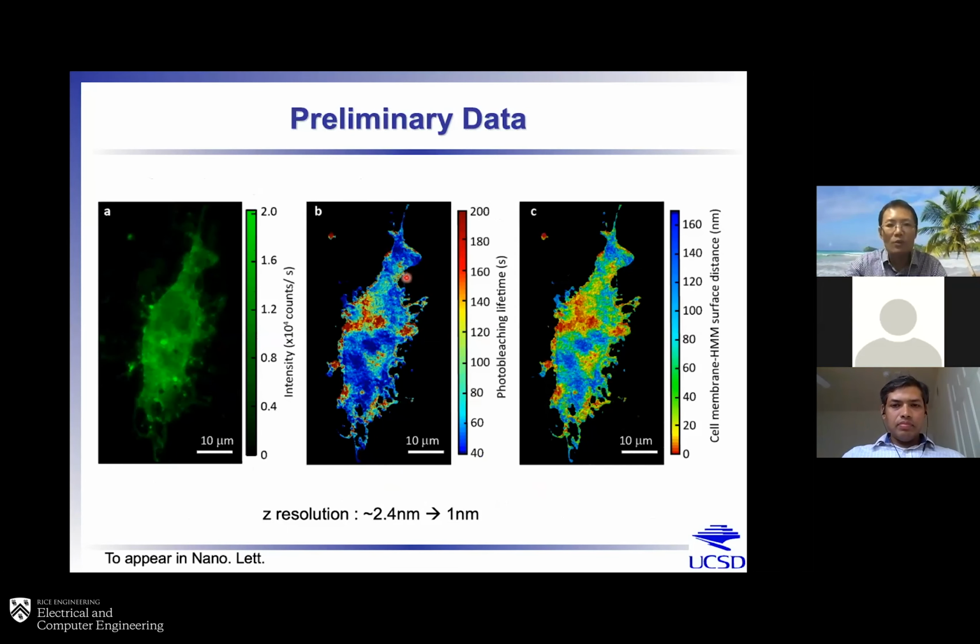You have a cell, and we label the cell membrane by using fluorescence. Now this is traditional photoluminescence imaging, right? And this is where we plot out the photobleaching lifetime, and we convert the photobleaching lifetime into the cell membrane separation to the surface. Now you can see here that very high resolution can be achieved.